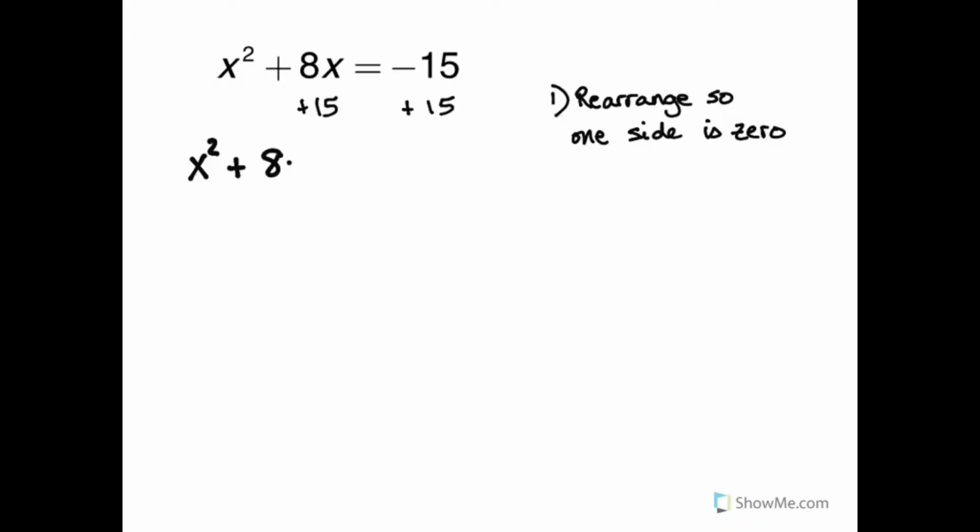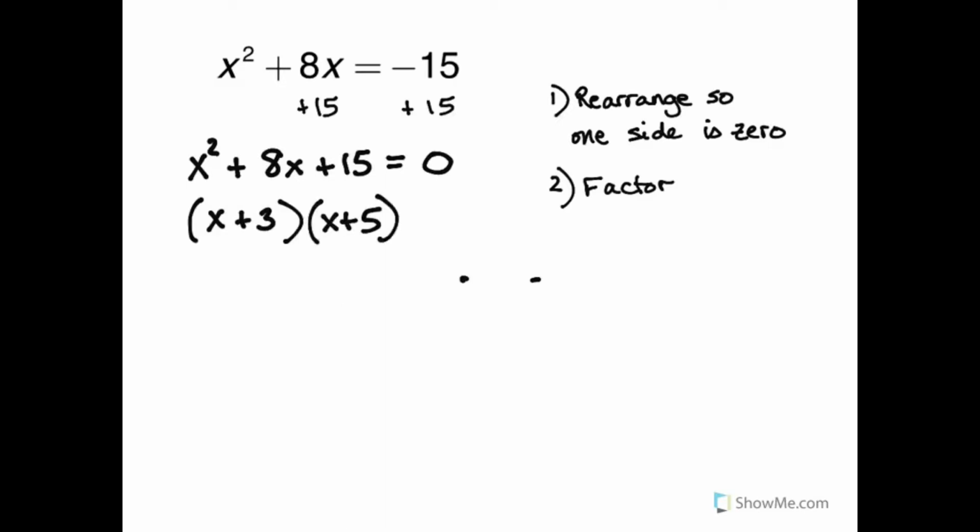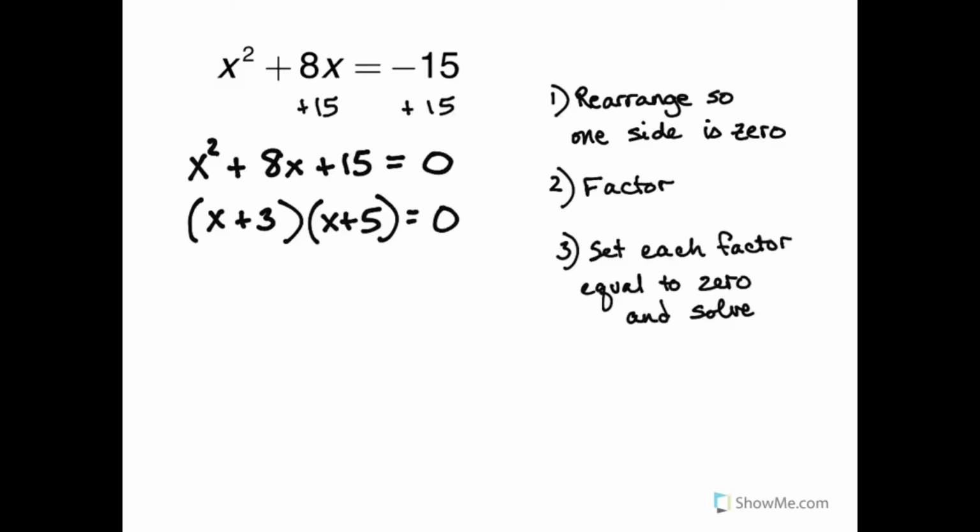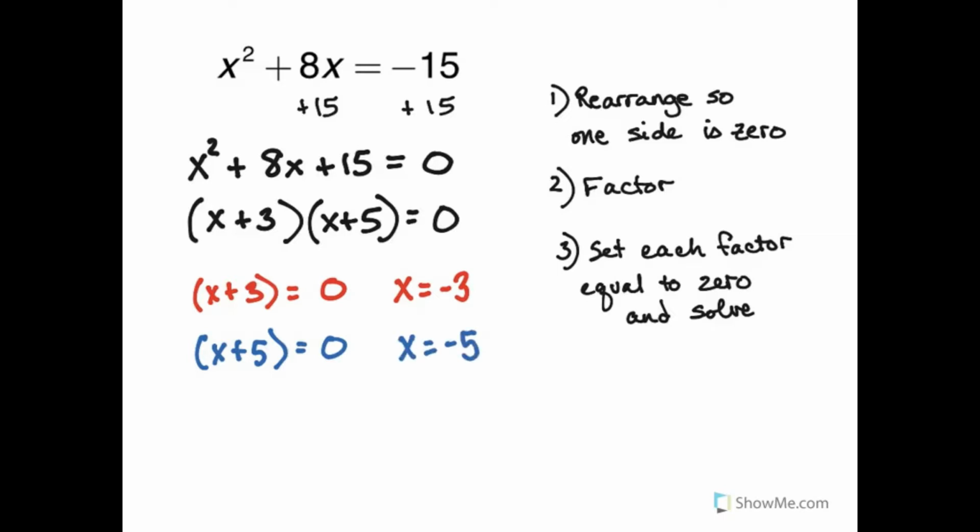That gives me x squared plus 8x plus 15 equals 0. The second step is to factor that. So I look at 15. 3 times 5 is 15, and 3 plus 5 is 8. So I have x plus 3 times x plus 5, and that product equals 0. Well, by this zero product property, then either x plus 3 equals 0 or x plus 5 equals 0. If x plus 3 equals 0 and I subtract 3 from each side, x is negative 3. If x plus 5 equals 0 and I subtract 5 from each side, x is negative 5.